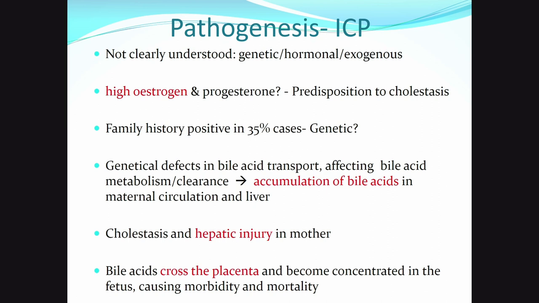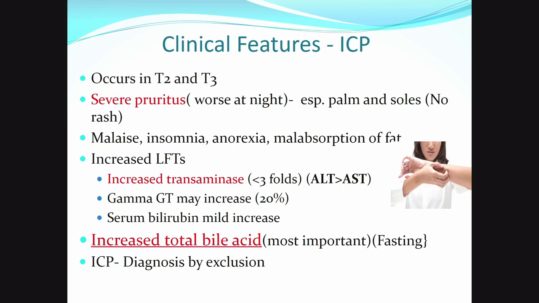It affects the clearance of bile acids. Therefore, accumulation of bile acid occurs in the maternal circulation, especially in the maternal liver, causing damage to the mother's liver. This bile acid can cross the placenta and become concentrated in the fetus, causing morbidity and mortality to the fetus. The clinical features, as I mentioned, are mainly in the second and third trimester.